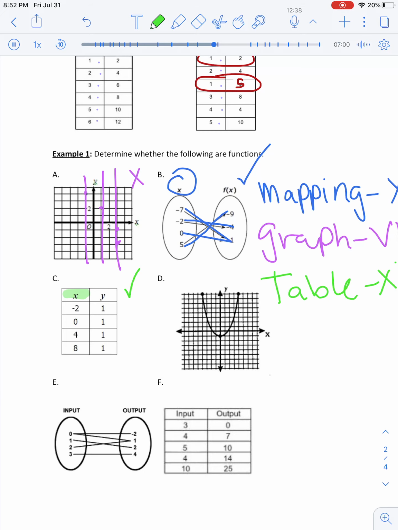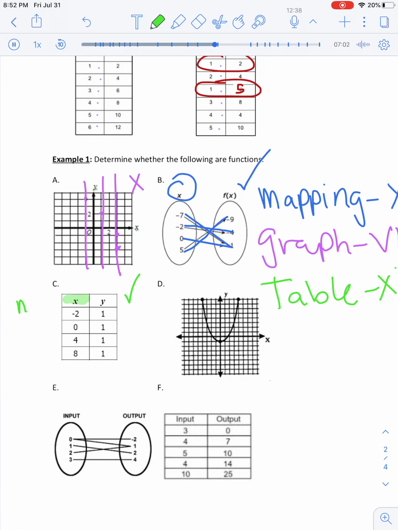Now notice that the y's are repeating. They're all ones, but that's okay. We only care about the x's. The x's cannot repeat.